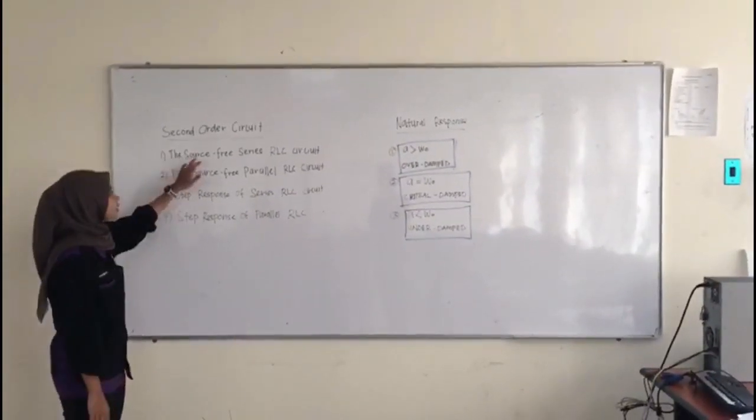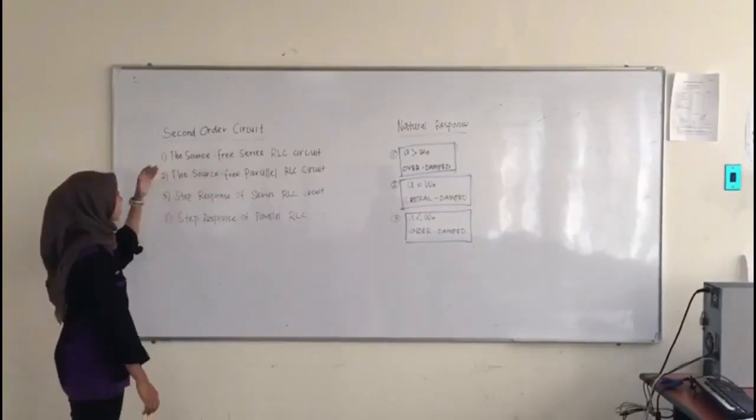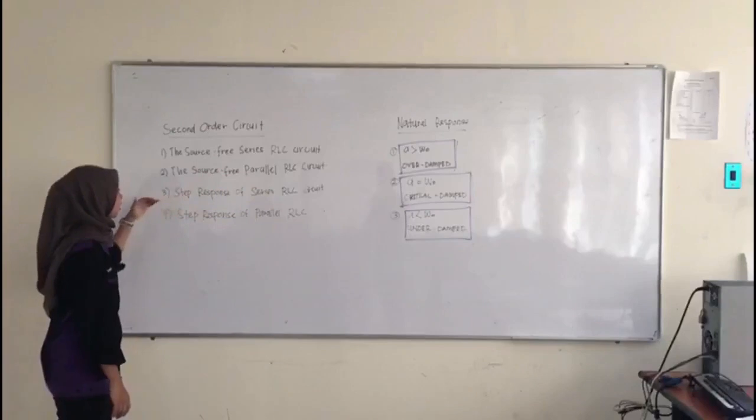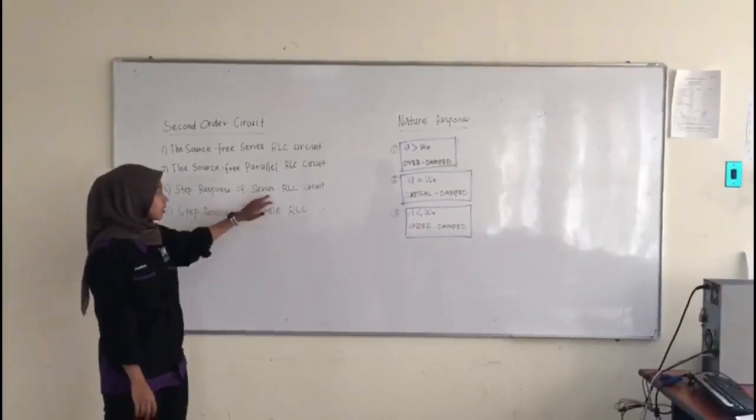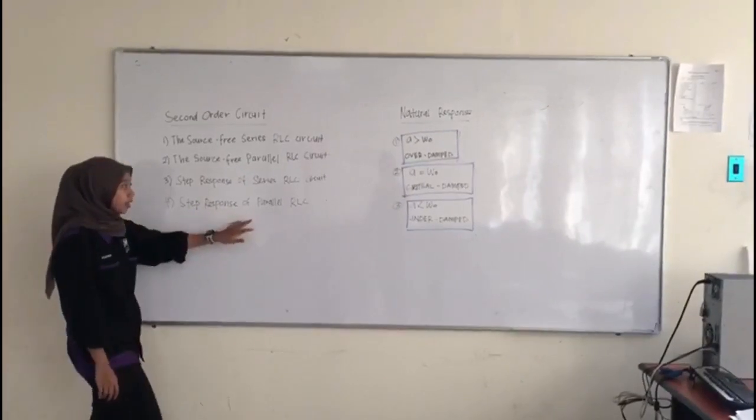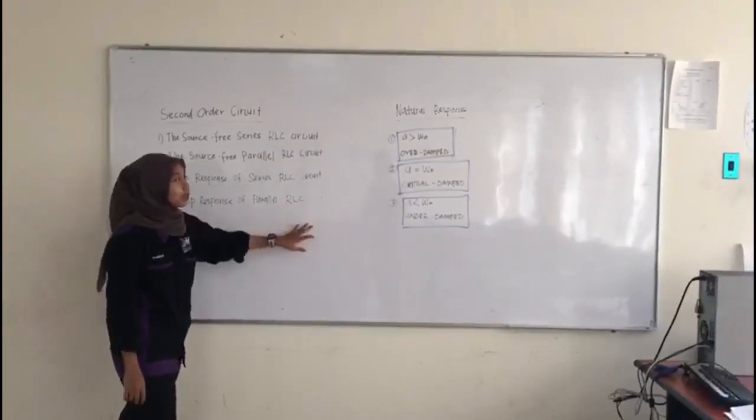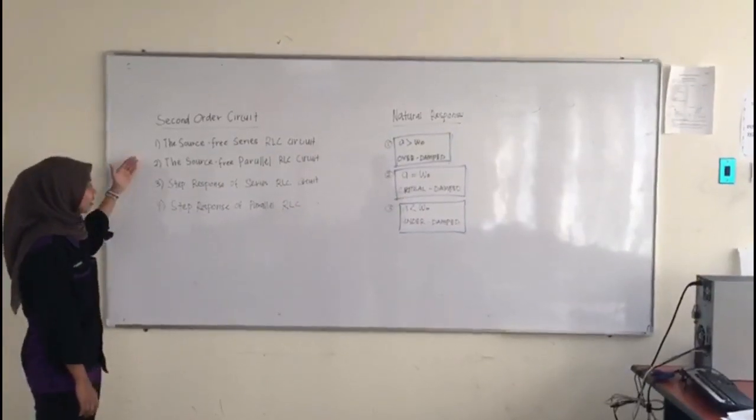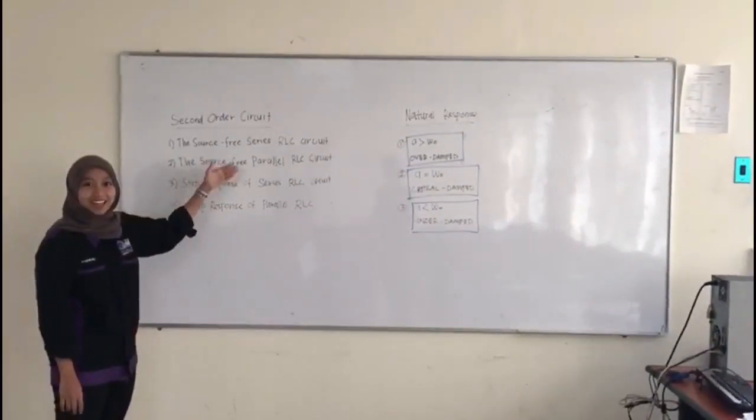Today we want to discuss second order circuits. So we have 4 second order circuits. The first one is the source-free series RLC circuit. The second one is the source-free parallel RLC circuit. The third one, step response of series RLC circuit. And another one is step response of parallel RLC circuit. So today we want to discuss the source-free parallel RLC circuit.